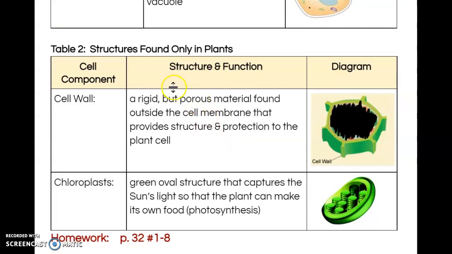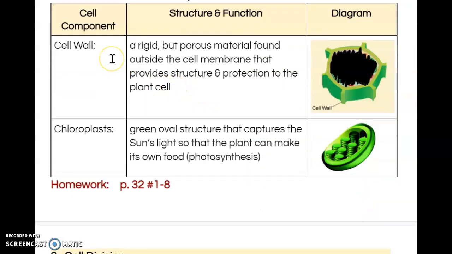So structures that are only found in plants, the first structure that's only found in a plant is a cell wall. The cell wall is a rigid but porous material found outside the cell membrane that provides structure and protection to the plant cell. Okay, you think about it, right? We have skeletons that allow us to grow up and maintain rigidity. But the plants don't have skeletons. They have something called the cell wall, and it's found on the outside of the cell membrane. Cell membrane is the inside of the cell wall.